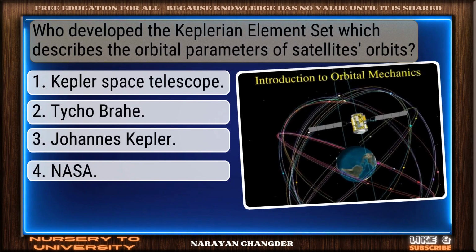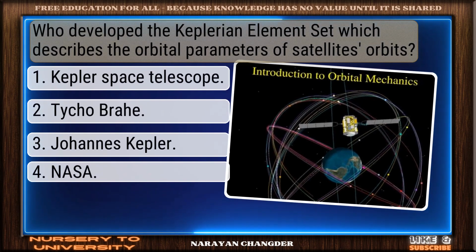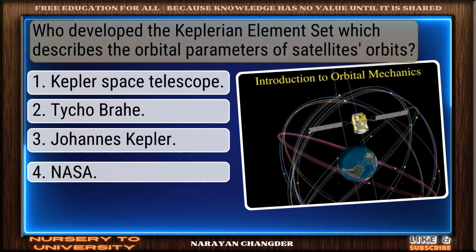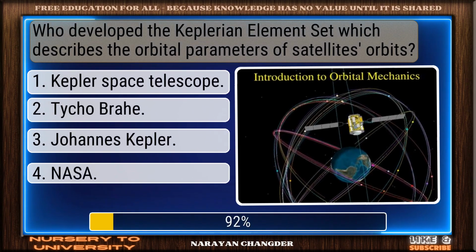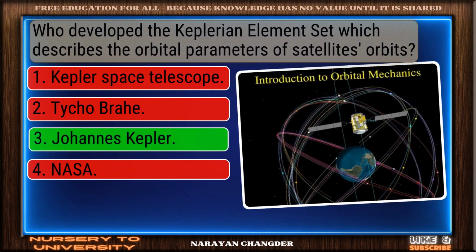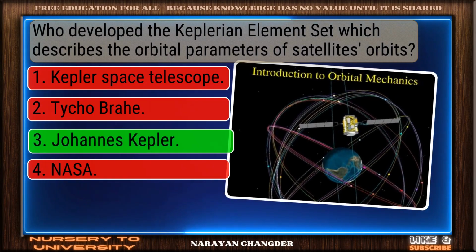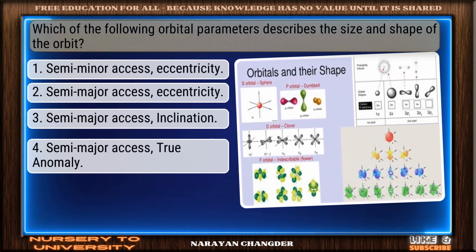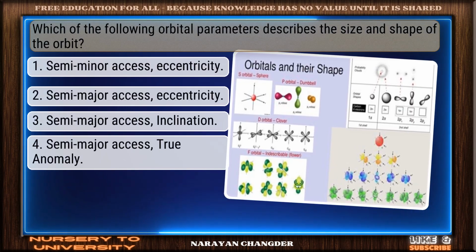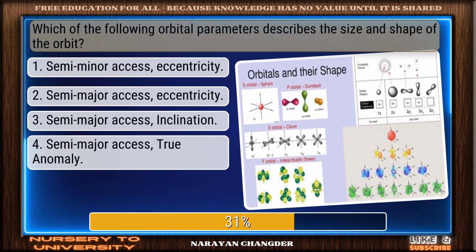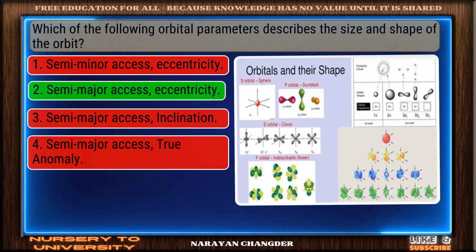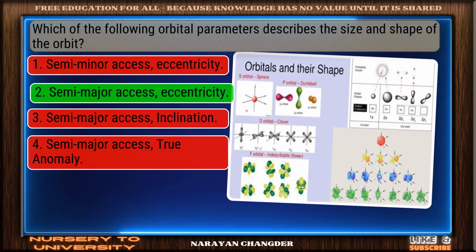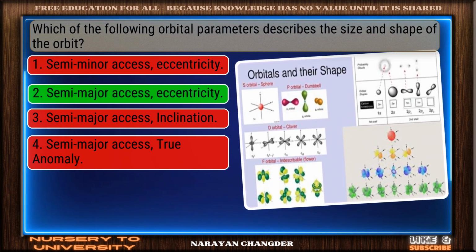Who developed the Keplerian element set which describes the orbital parameters of satellites' orbits? Solid response. Johannes Kepler is a valid choice. Which of the following orbital parameters describes the size and shape of the orbit? Clear logic. Your choice, semi-major axis. Eccentricity is sound and 100% true.